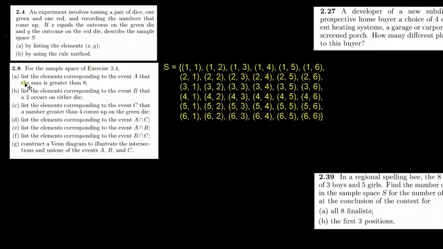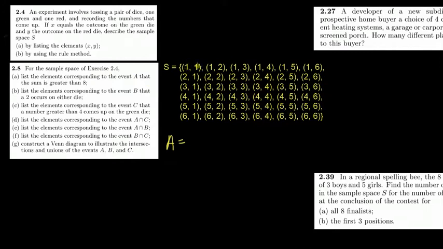Okay. So now let's go on to 2.8. So using this sample space, list the elements that correspond to event A, that the sum is greater than 8. Okay? So A is all the events where the sum is greater than 8.